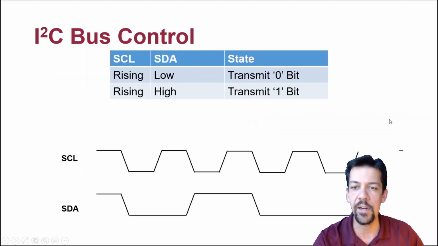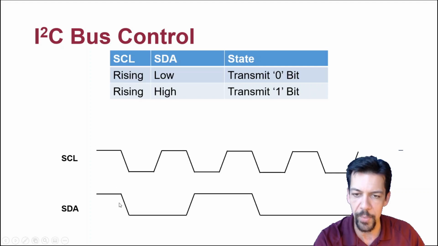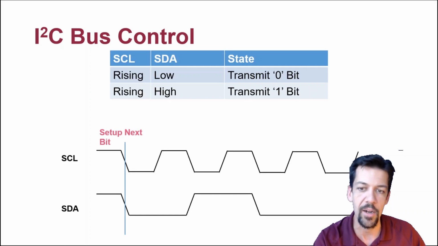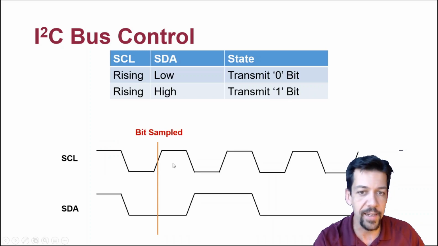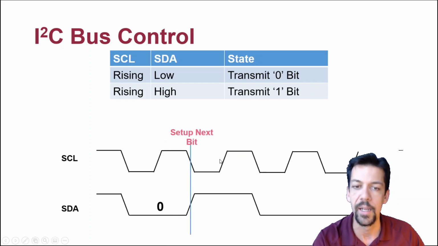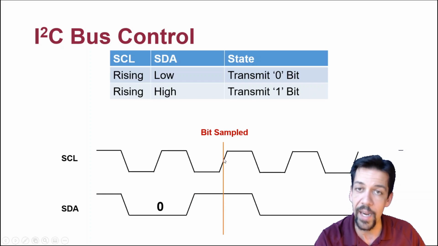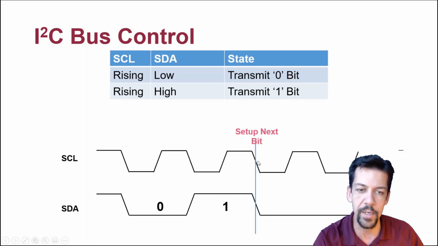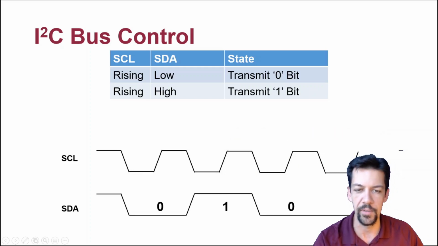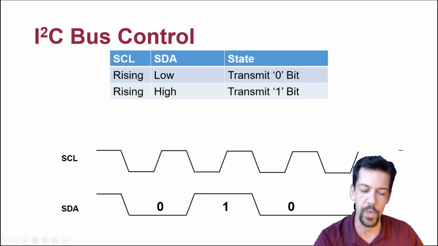So once we have our initial start bit, when SCL is rising, that's when we're going to read in a bit. We set up the next bit on the falling edge of the clock, and we latch in on the rising edge of the clock. In this case, it would be a 0. Set up the next bit on the falling edge of the clock, latch in on the next rising edge of the clock. In this case, it'll be a 1. Set up, sample, another 0, set up, sample, another 0. And that's how we transmit data in I2C. And this all follows a start bit.